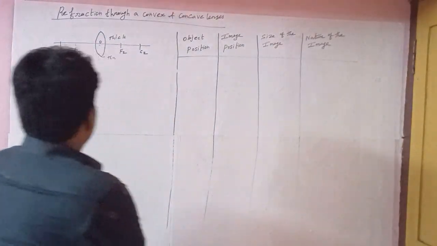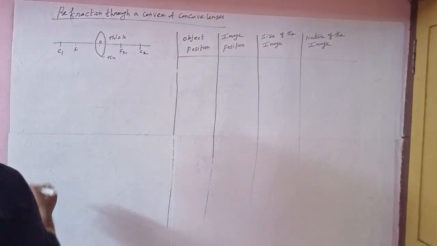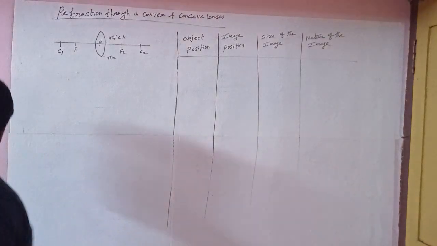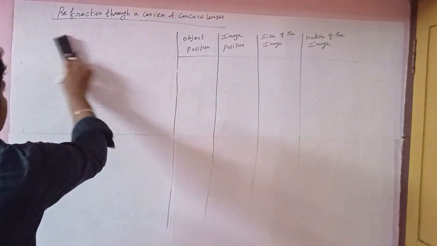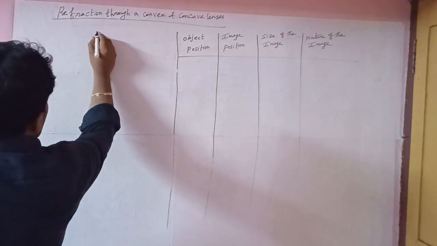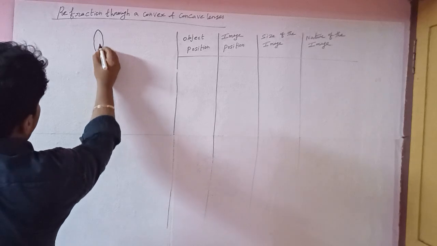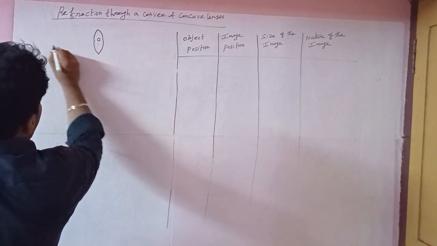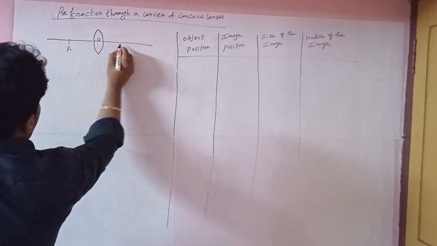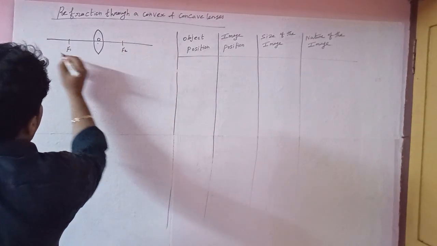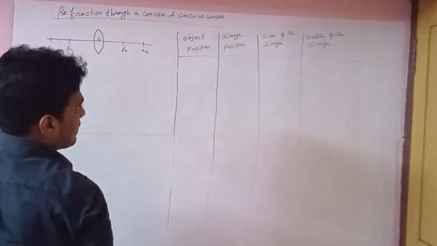For example, again I will draw the diagram. This is a convex lens. O is the optic center. This is the principal axis. F1 is the object side focus and F2 is the image side focus. C1 and C2 are the centers of curvature.